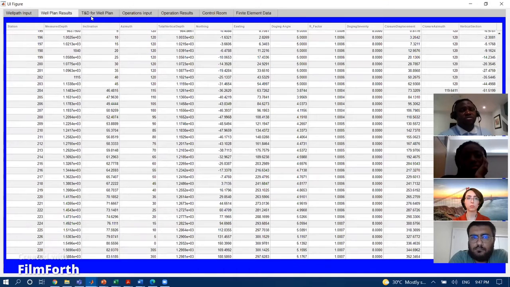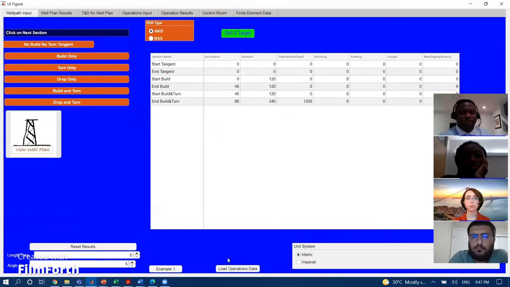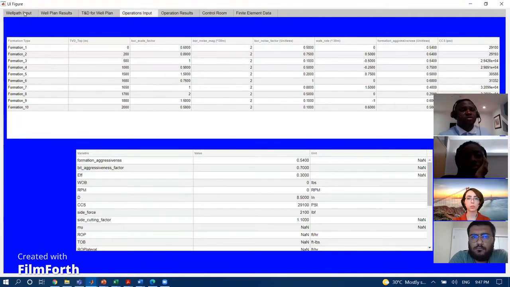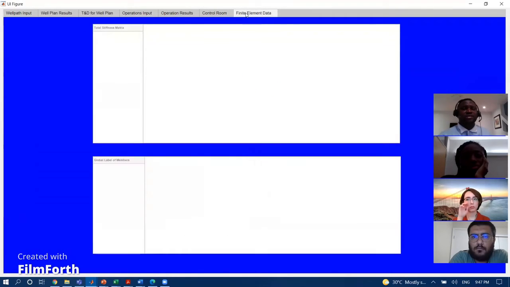And a torque and drag model will also be presented, where you have the different friction factors and what the torque and drag is, and hook load versus measured depth. And if we want to take the input from the robotics information, we load the data. And when we load that data, it pops up on this screen. And then we run, we drill to target, and drilling to target will drill the well and bring out our end of well report. And then we see all the changes that are happening in the control room in terms of the surface RPM and then the finite element data, in terms of the total stiffness matrix of all the elements per time and the global labeling of the members. The length of the rows of the global label of the members would be the number of elements in the string. We're also taking the bit as one element as well.